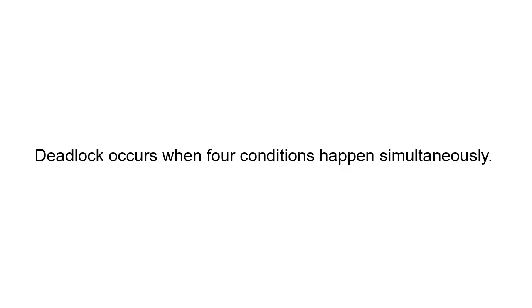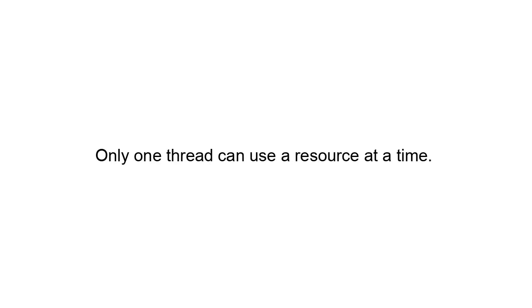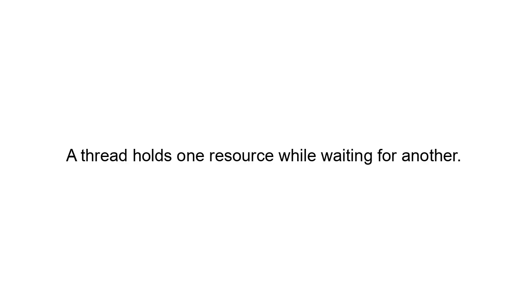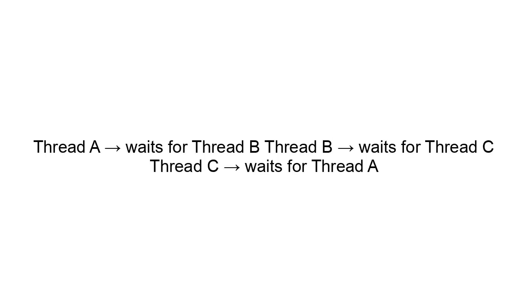The 4 conditions for deadlock. Deadlock occurs when 4 conditions happen simultaneously. 1. Mutual exclusion. Resources cannot be shared. Only one thread can use a resource at a time. 2. Hold and wait. A thread holds one resource while waiting for another. 3. No preemption. Resources cannot be forcibly taken away from a thread. 4. Circular wait. Threads form a circular chain waiting for each other.